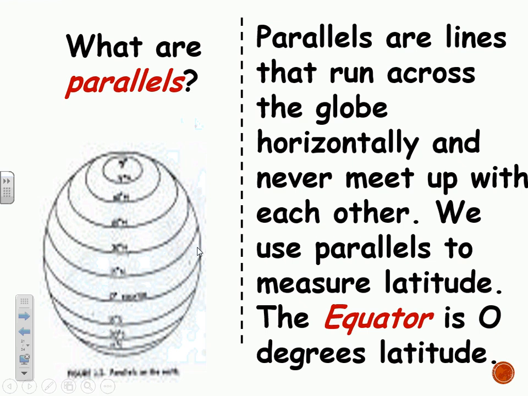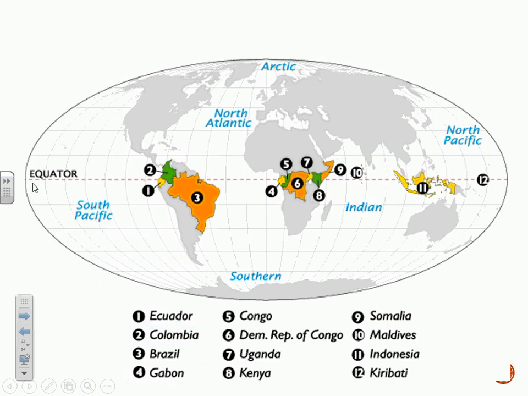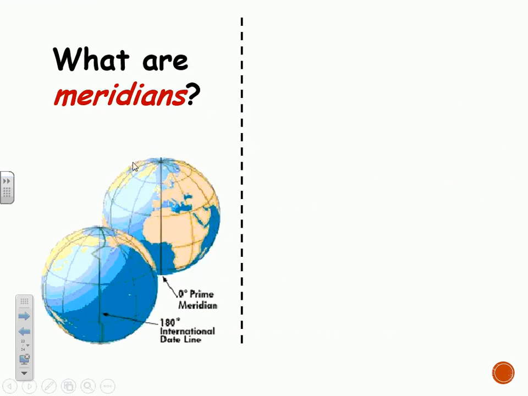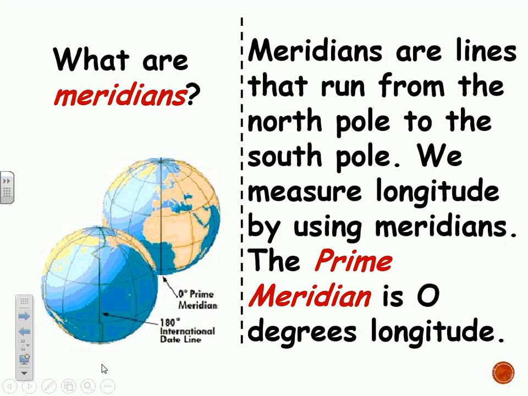And this is just a neat little fact. These are the countries that the equator runs through. There's 12 countries that the equator runs through. And then the meridians, you have the prime meridian at 0 degrees longitude, and on the other side of it is this line at 180 degrees, which is the international date line. They run from the North Pole to the South Pole, and we measure longitude by using meridians. Again, the prime meridian is 0 degrees longitude.